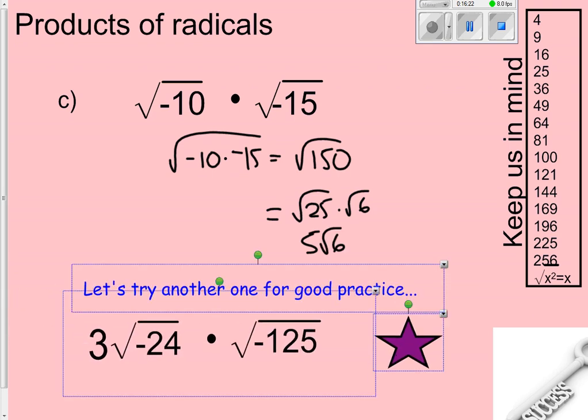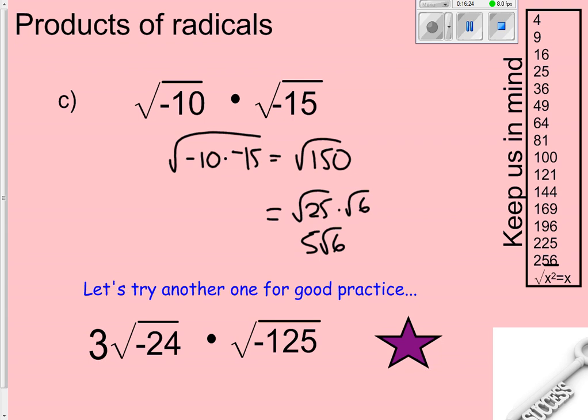All right, just for good practice, it might not be a bad idea if you pause it right now and put this one together. And then once you're done, check and see what I got. So my answer was 10 square root of 30. I just multiplied them together and got square root of 3,000, split that into 100 and 30, and then got 10 square root of 30.